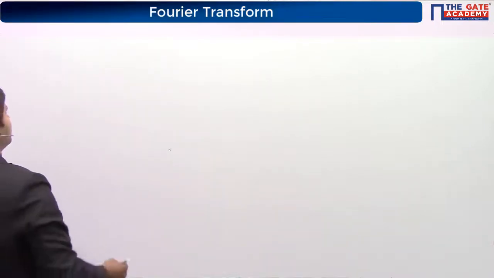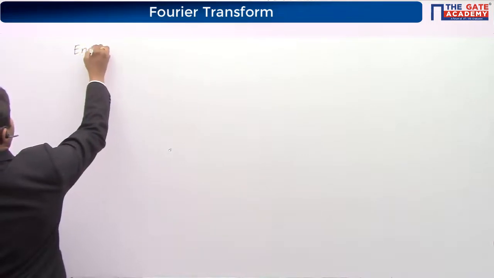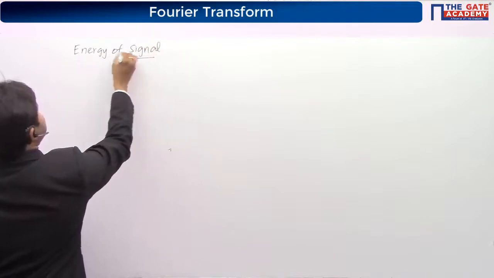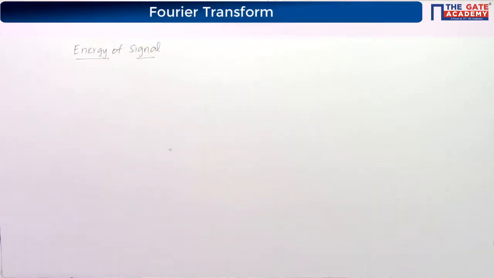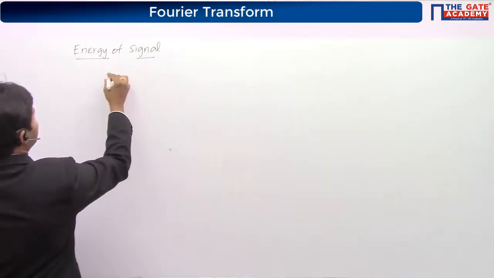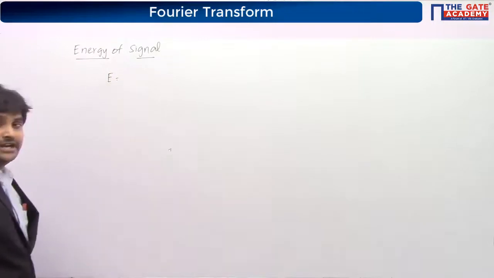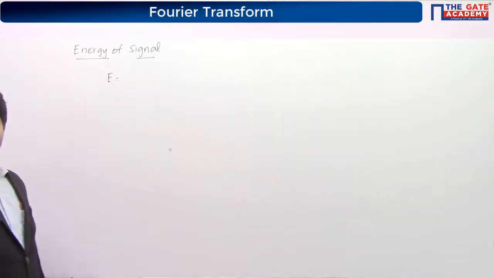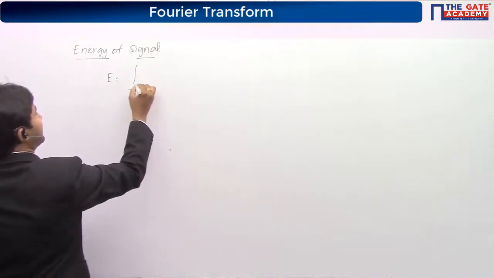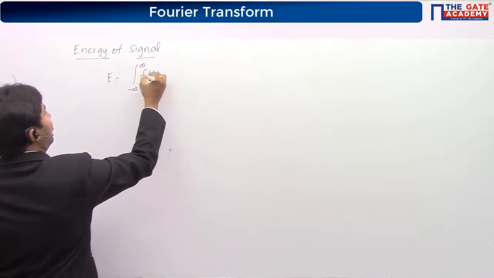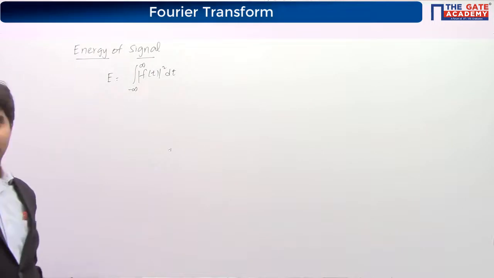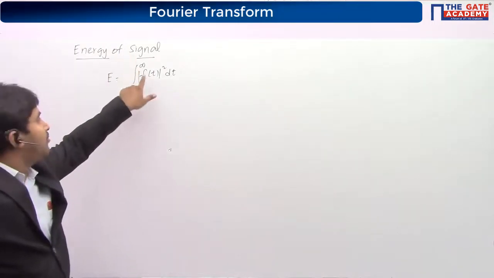Next, we will have the energy of a signal, because predominantly we will be seeing the signals which are energy signals in the case of Fourier transform. Therefore, the energy of the signal can be calculated. We know the formula in the time domain, right? What is the formula in the time domain? Energy is given by integral from minus infinity to infinity mod of f of t whole square dt, correct?